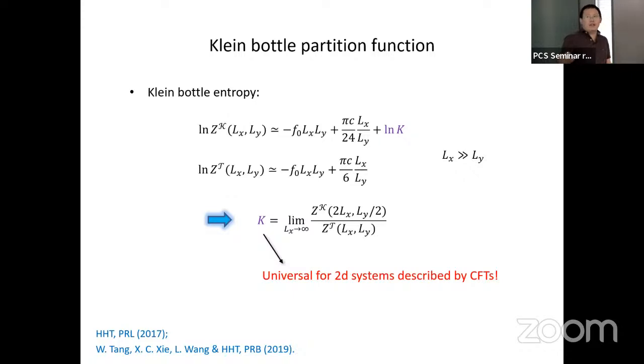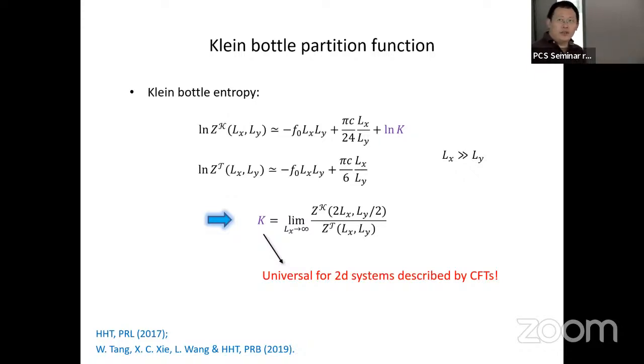And here I just take the limit Lx goes to infinity to cancel out these extra finite size corrections and to get this k directly. And this is actually a very interesting result, because here you see that the right-hand side actually depends on the system size Ly. But the left-hand side is a universal number. So it means that you can calculate the right-hand side for different system sizes Ly, and you get the same number.